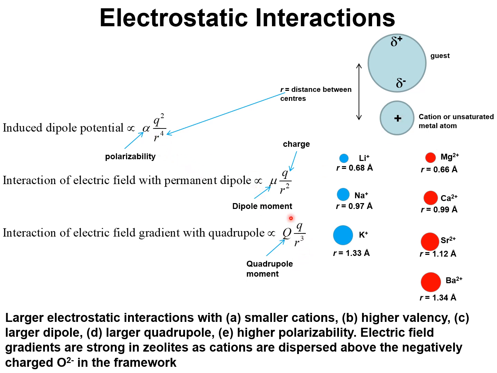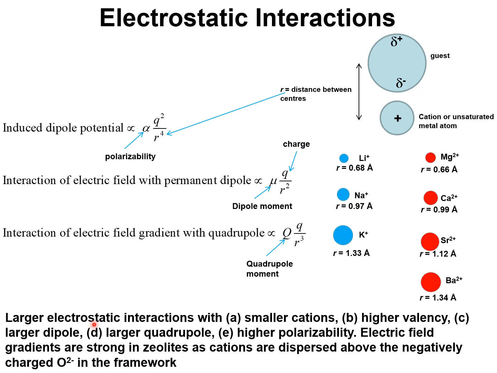In all cases, we note that the potential energy of interaction is proportional to the charge, or the square of the charge, and inversely proportional to the distance to the power 2, distance to the power 3, and the center to center distance to the power 4. In other words, larger electrostatic interactions are achieved with smaller cations because the center to center distance is smaller if the radius of the extra framework cations is smaller.